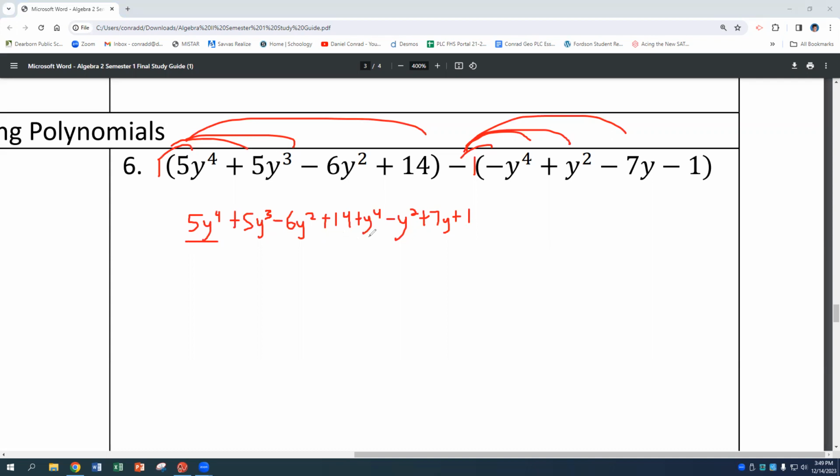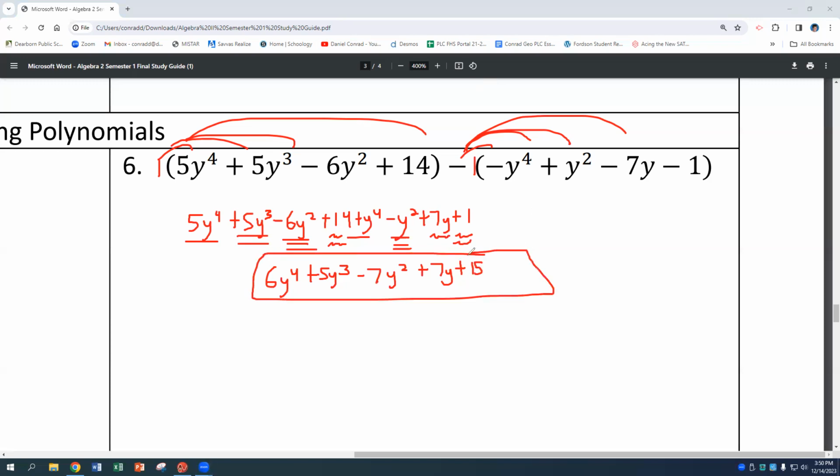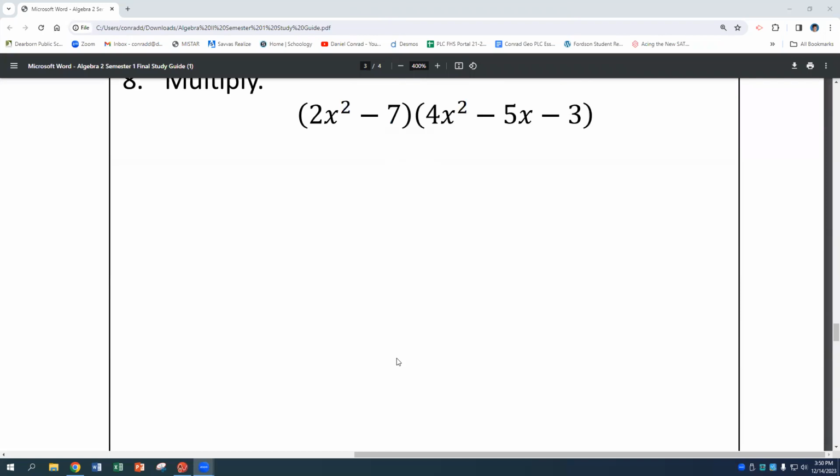Combine like terms, we have 6y to the fourth plus 5y to the third minus 7y squared plus 7y, and then we have 15. And there's my answer. Okay, 7 and 8 are multiplication. So we're going to multiply polynomials now.